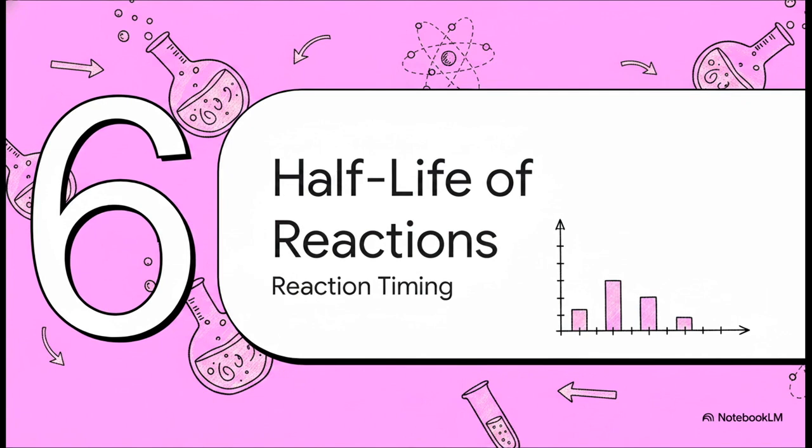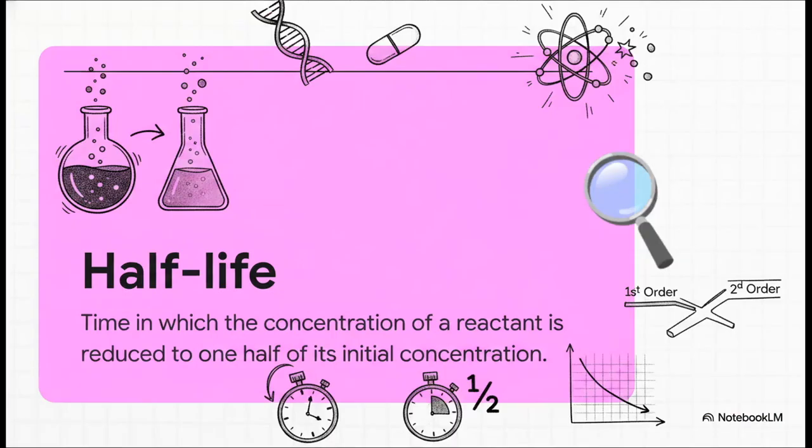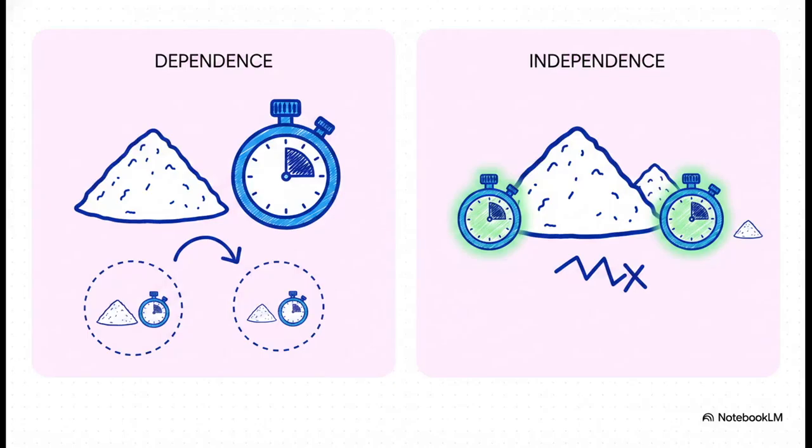Almost there. Section 6, the half-life of reactions. We're asking a very specific, practical question now. How long does it take for exactly half of our reactant to just disappear? That's half-life. It's critical for everything from pharmacology to dating ancient artifacts, and the mathematical formula for it changes completely depending on the reaction's order. Pay close attention to this vital difference.